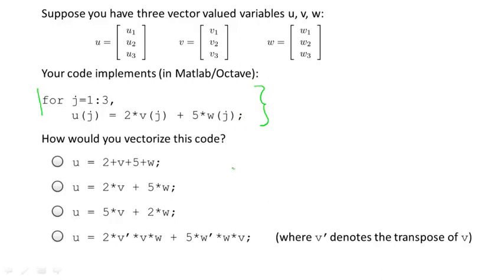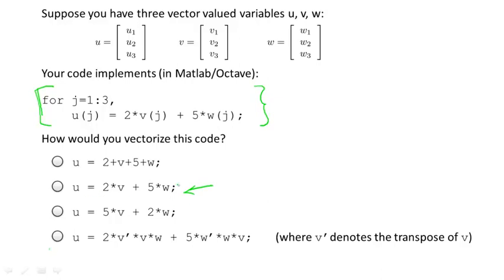Another way to vectorize it would be to look at these different answers and ask for each of these answers, if I were to implement this line of code, or this line of code, or this line of code, would one of these lines of code give me the same effect as this for loop over here? So hopefully you got that the right answer is this second choice over here.